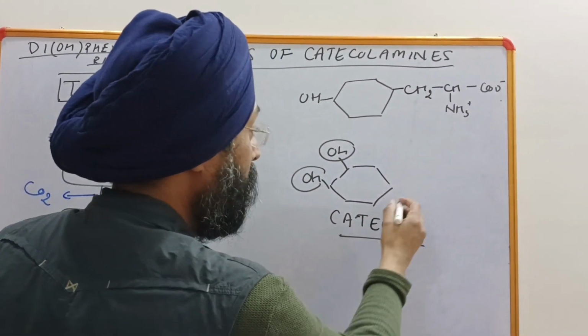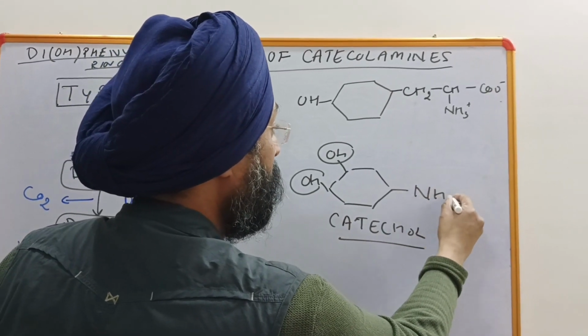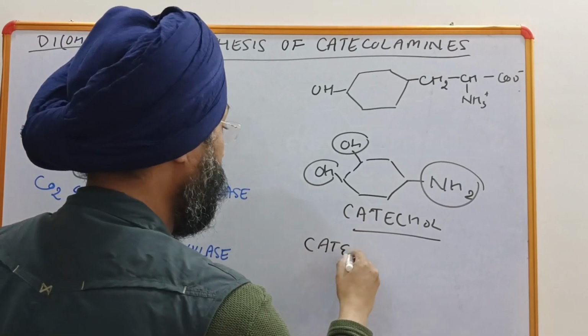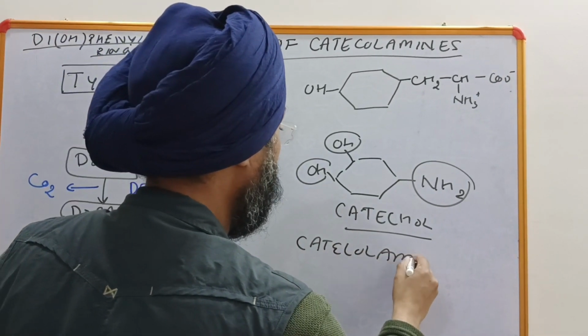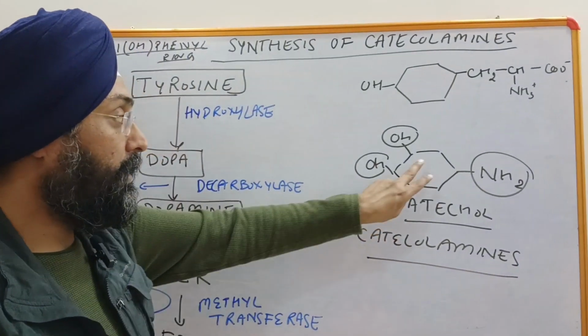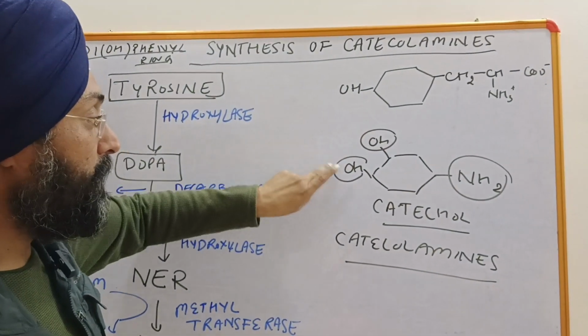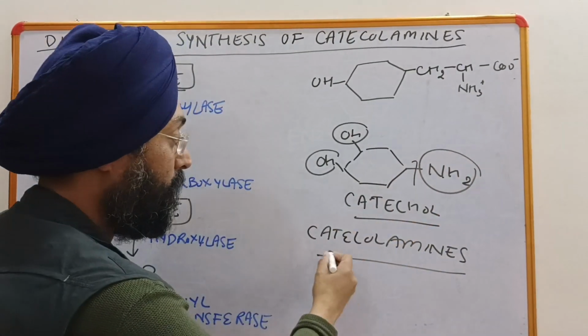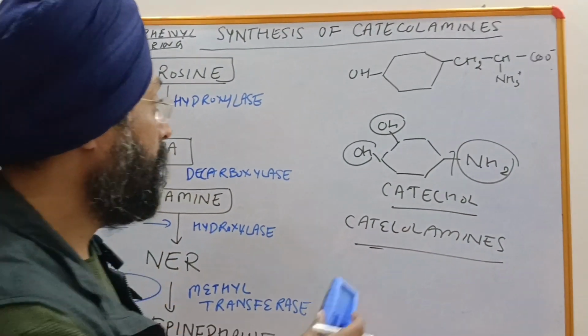Right? And when an amino group is further attached, they are known as catecholamines, right? Clear? A phenyl ring having two hydroxy groups is known as catechol. When we further attach an amino group, these are known as catecholamines. Now we'll start with the details.